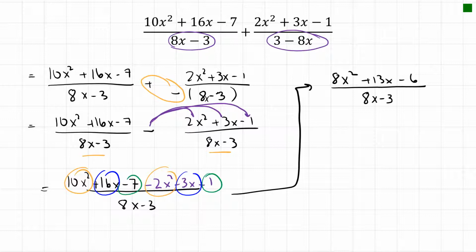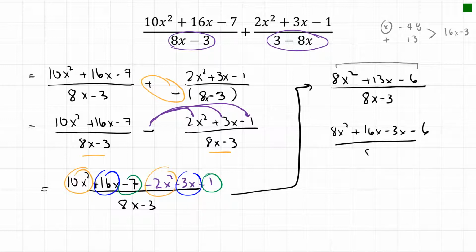So now we have a trinomial in the numerator, and it's a complex trinomial, so I'm going to multiply these two together to get negative 48, and what adds together to give me positive 13. And the combination that works is 16 times negative 3. So I am going to break the 13x into 16x minus 3x, so 8x squared plus 16x minus 3x minus 6. And I've still got the 8x minus 3 in the denominator.